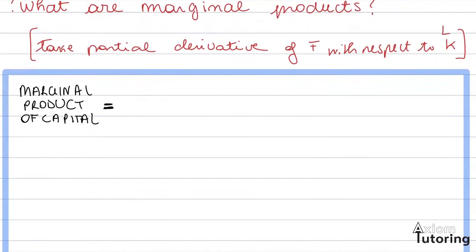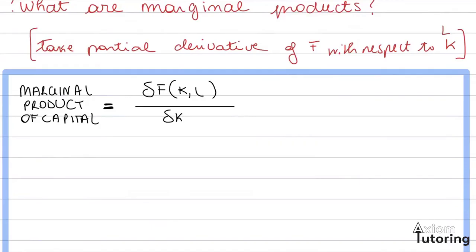So how is this calculated mathematically? Again, with the partial derivative. So if we take the partial derivative of the production function that combines capital and labor with respect to capital, then we are going to have our marginal product of capital.